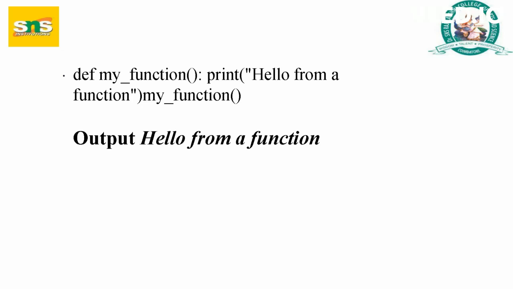Here is another example. We define def greet(name), then print hello within double quotes plus name. So it's calling the greet function with the argument, and the name we declare, for example Alice. So we give greet Alice.